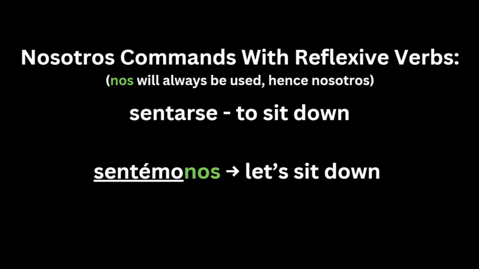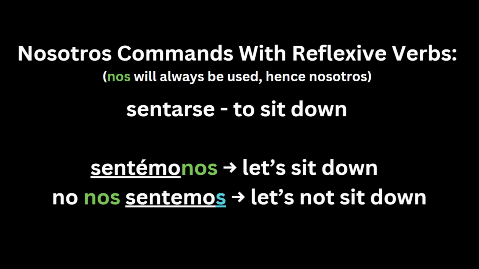And in the negative, the pronoun is put before the verb, while the verb itself is conjugated the proper way. No nos sentemos, let's not sit down. As you can see, in the affirmative, the s is dropped, but in the negative, the s is kept.